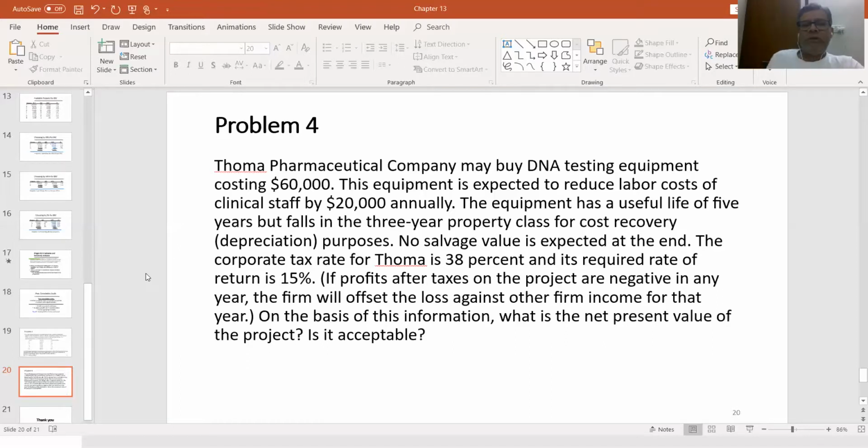In short, I'm just trying to summarize this question. If you spend $60,000 to buy equipment, this actually saves labor cost of 20,000 annually, and this can be utilized for 5 years. So we need to find out how we can utilize this reduction in expenditures, and then whether this project is feasible or not. If NPV is positive, then we need to go for this project, but if not, we will not go for the project. Just trying to look at this and solve this question.